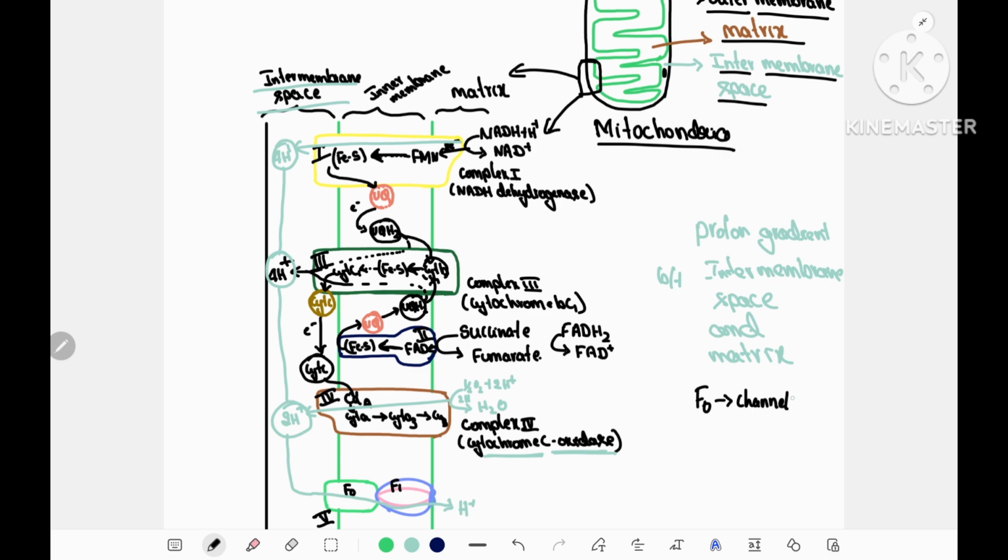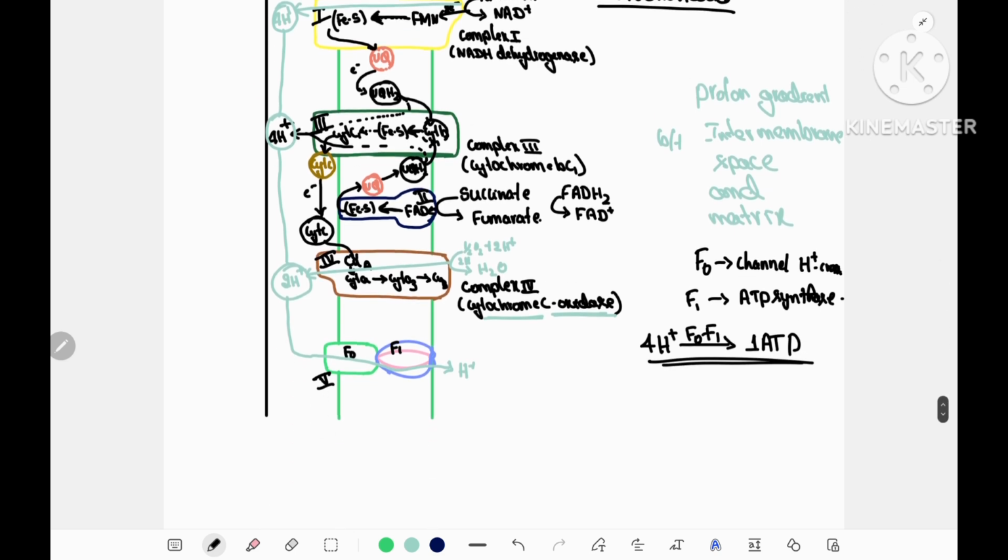F0 particle acts as a proton pump or channel for transport of protons from intermembrane space into the matrix of mitochondria. And F1 has the activity of ATP synthase. Whenever there is a movement of protons through the F0 particle, there is a synthesis of ATP in F1. For every 4 protons moving into the matrix, there is synthesis of 1 ATP, and that is called phosphorylation.